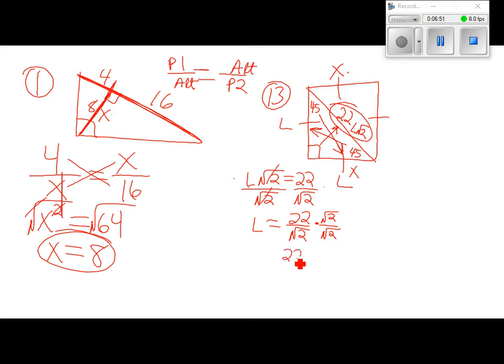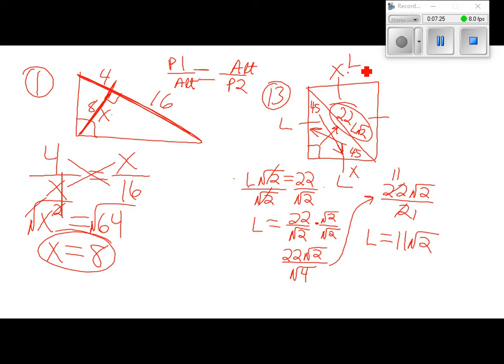On top then, that gives me 22 times the square root of 2. On bottom, it gives me the square root of 4. I'll rewrite this up here so I don't run out of space down there. 22 radical 2 on top. The square root of 4 is just 2. Ignore this radical 2 here right now and just look at the 22 and the 2, and those will reduce down. 2 will go into 2 once, 2 will go into 22 11 times. So out of all that, we end up with L equals 11 radical 2. Well, this side over here was L, or this side, whichever one we want to look at. So we know X has to equal 11 radical 2.